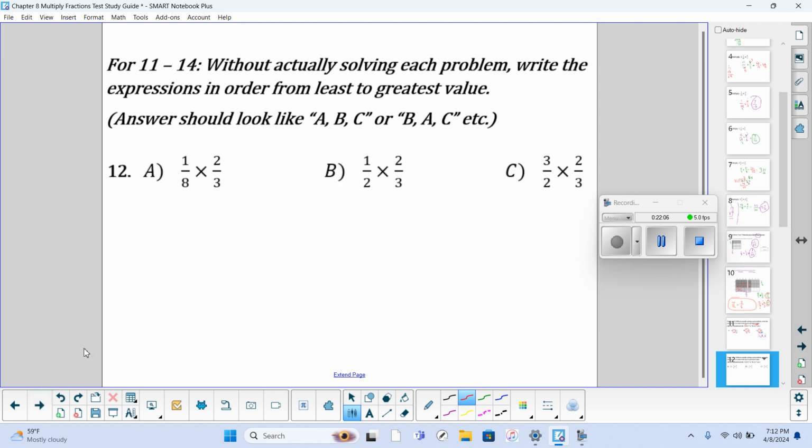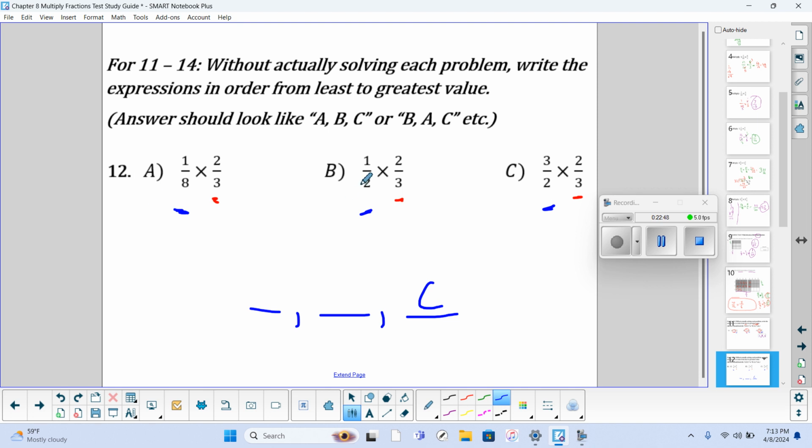For number 12, what is in common with all three of these problems? Well, 2/3, 2/3, and 2/3. So those are in common. So now we have to figure out, what are we multiplying by? Well, I'm multiplying by 1/8, 1/2, and 3 over 2. So let's talk about 3 over 2 first. This is a fraction less than 1. This is a fraction less than 1. This is a fraction greater than 1. So if I put these in order 1, 2, 3, C has got to be the biggest because I'm multiplying by a number that's greater than 1.